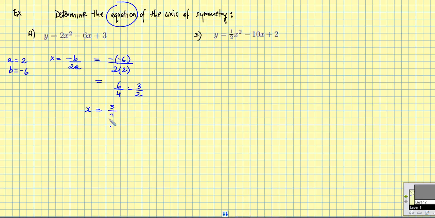It's not asking for the vertex. If it had asked for the vertex, then we would have taken the 3/2 for the x and replaced it back inside the equation to get the value of y of the vertex.